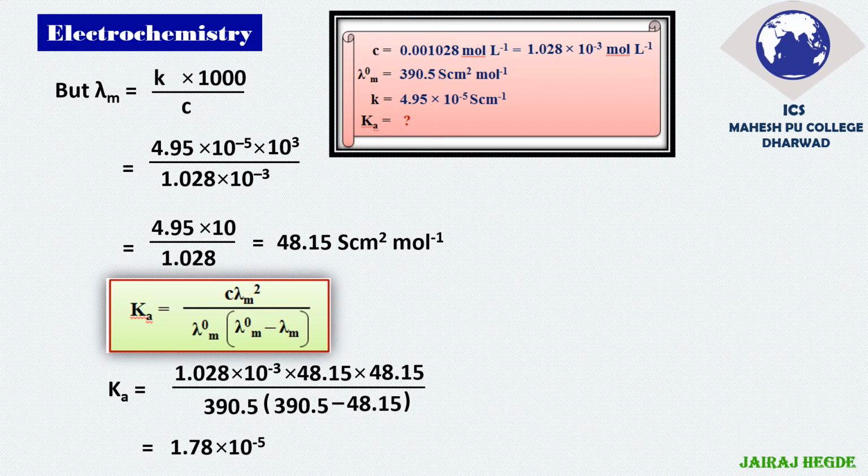Even we can do it in another method also, as I have told you earlier. If we cannot remember this huge formula, it is very easy to calculate alpha as lambda m by lambda m naught. If we calculate alpha directly, we can substitute the value of alpha in C alpha square divided by 1 minus alpha. Both will yield the same answer.